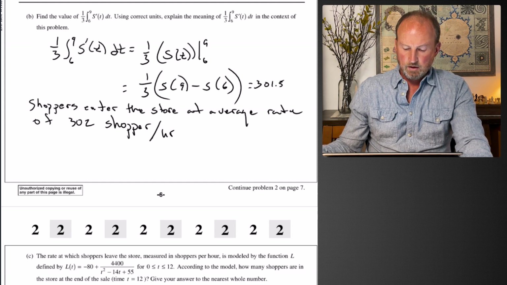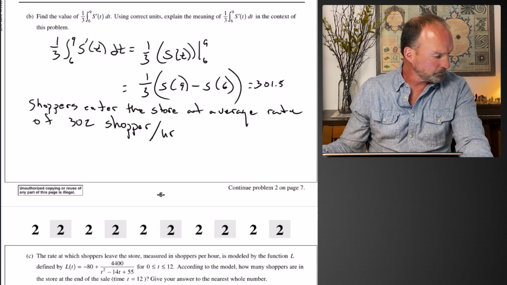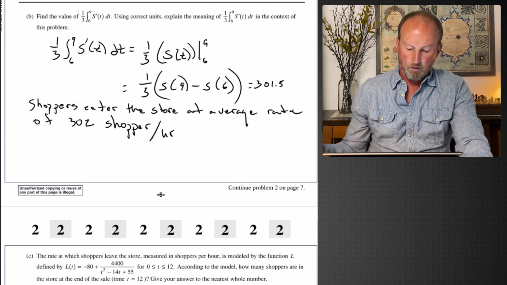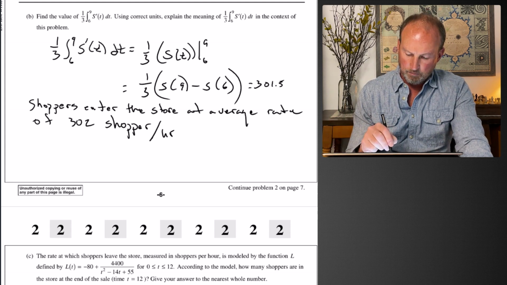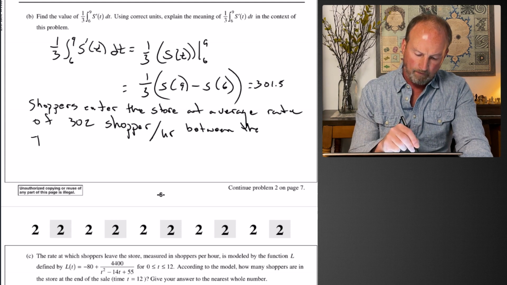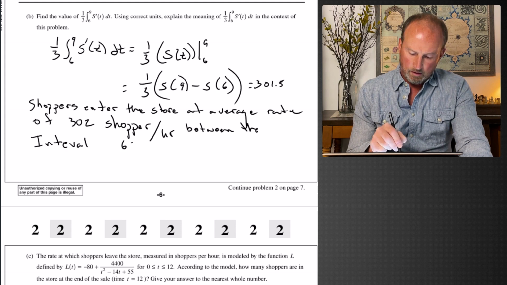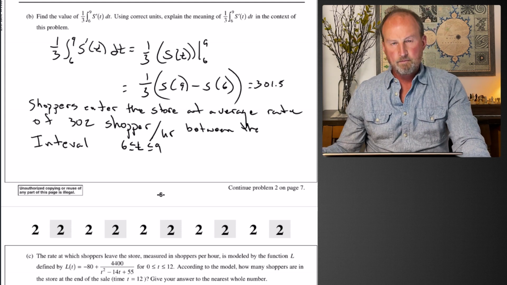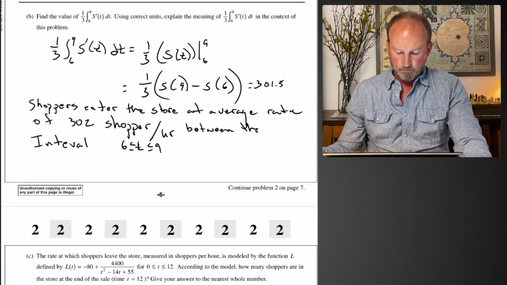Okay? Make sure you explain using good notation and good units. Double check. Looks good. And I probably should say, between the interval six to 9. Okay, now we're good. All right.